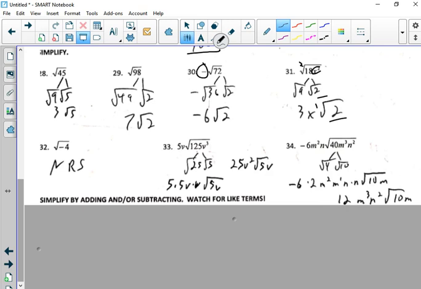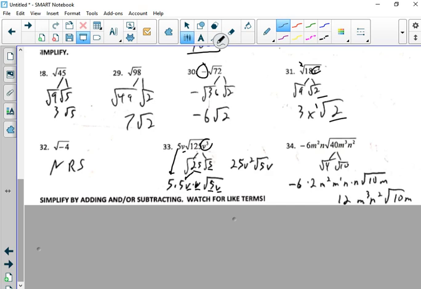33, the 125 breaks down to 25 and 5. The 5 comes out, and this 5 is right here. We had this b out here. 2 of these come out as 1, and we have 5 stuck inside and the b stuck inside. So 5 times 5 is 25, b times b is b squared, and the root 5b.